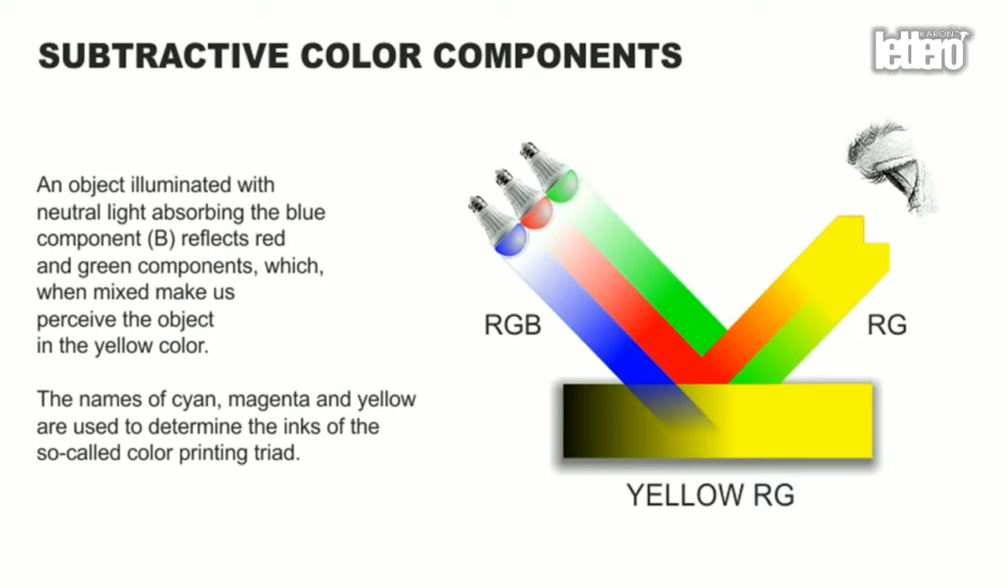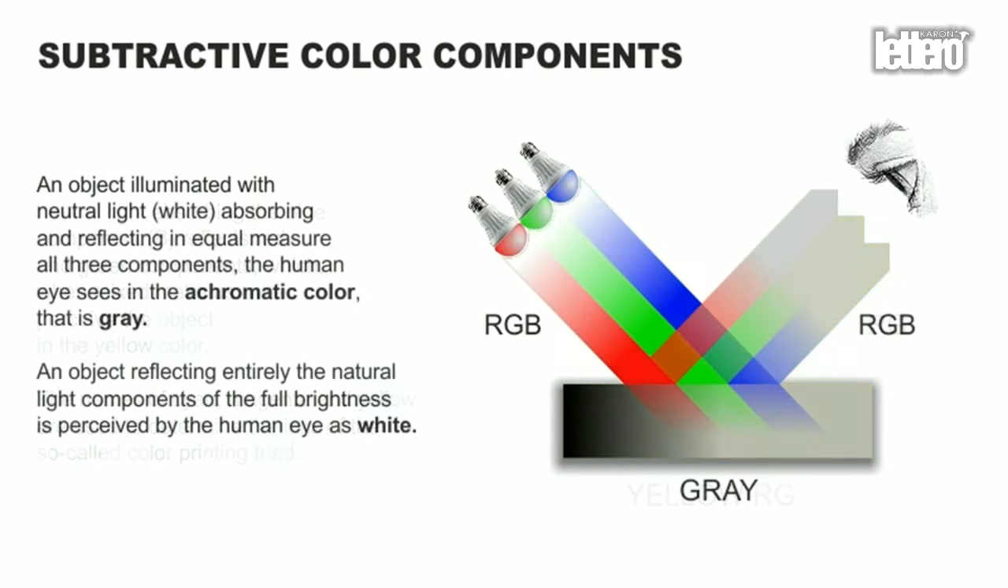The names cyan, magenta and yellow are used to describe the colours of triad printing. An object illuminated by neutral light, white light, which absorbs and reflects all three components in equal measure, is perceived by the human eye as having an achromatic colour, i.e. grey. An object which entirely reflects the natural light components at full brightness is perceived by the human eye as white.